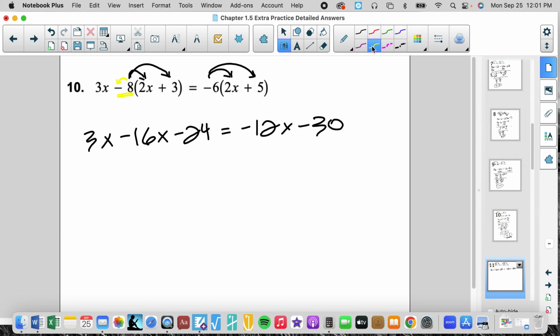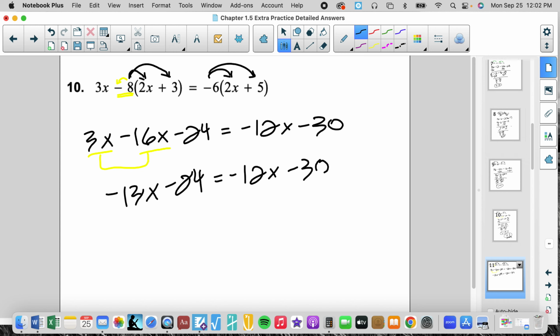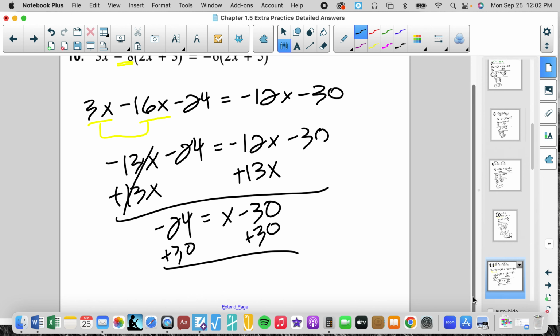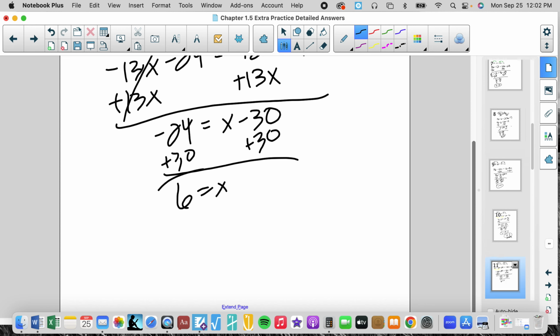Let's combine like terms. That gives me negative 13x minus 24 equals negative 12x minus 30. And we're going to move the variables. I'm going to move negative 13x over. These cancel. Negative 24 equals x minus 30. Add 30. Add 30. More positives than negatives. So my answer is going to be positive 6 equals x. And we are good to go.